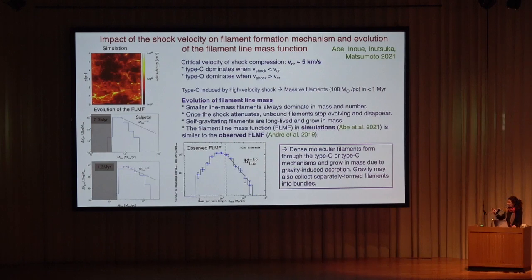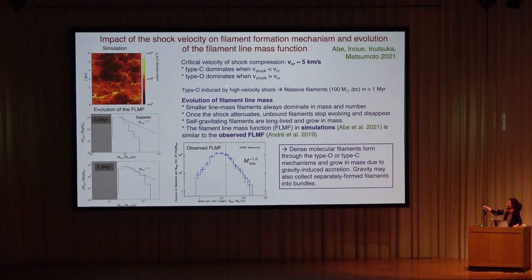Abe and collaborators did several simulations by varying the velocity of the shock compression, and they identified a critical velocity of about 5 kilometers per second that defines the type of filament formation. When the velocity of the shock is smaller than this critical value, type C dominates, so filaments are formed due to turbulence. When the velocity of the shock is larger than this critical value, type O dominates, so oblique shock compression induces formation of filaments.